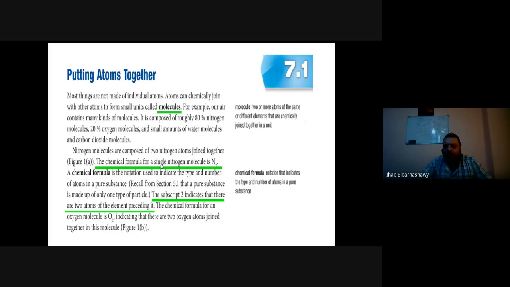Now, the chemical formula for a single nitrogen molecule, two atoms bonded together, is N2. What's the chemical formula? It's a notation used to indicate the type and the number of atoms. If you remember, we spoke a few minutes ago about the word subscript, which is written after the element and below it, showing that I have two nitrogens here. And we spoke about another word called coefficient, which is written before the element.